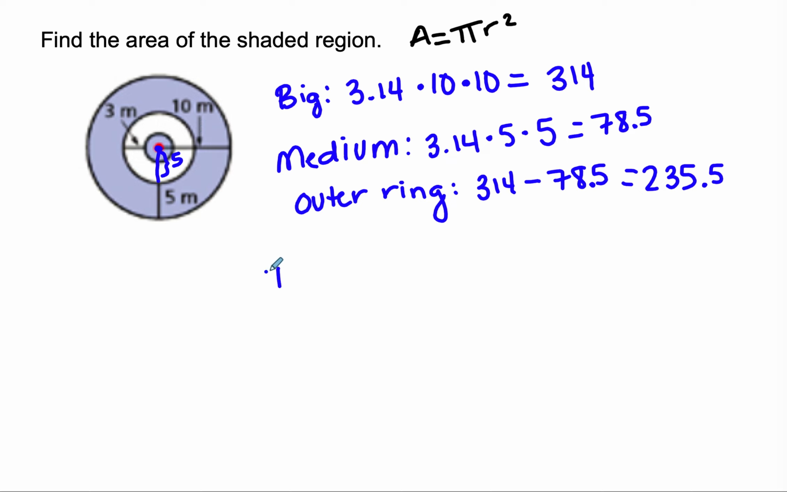Now we need to find the tiny part because the tiny part is shaded as well. So we said this part from the edge of the white to the middle was 5. And this part is 3. So that means this teeny, teeny, tiny part, that's the radius of our tiny circle, is 2. So we're going to do 3.14 times 2 times 2. And we get 12 56/100.